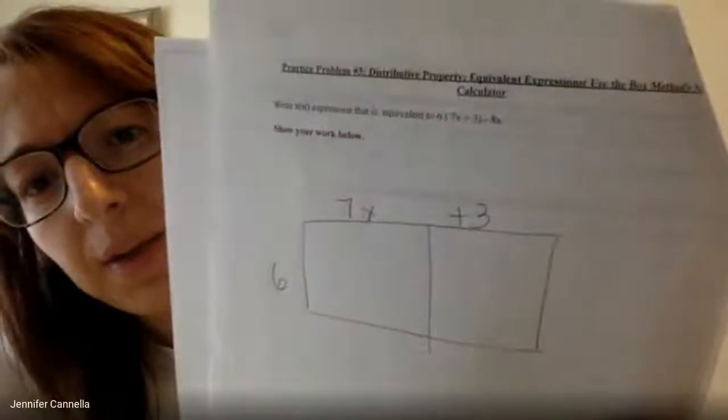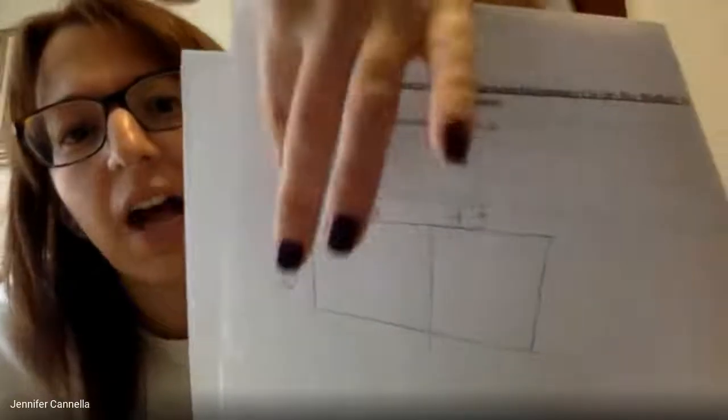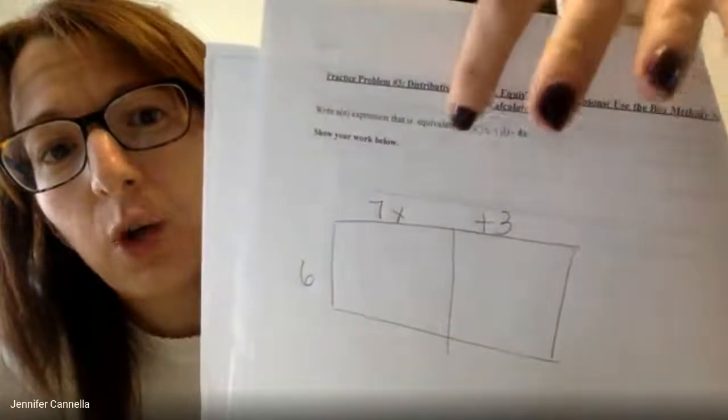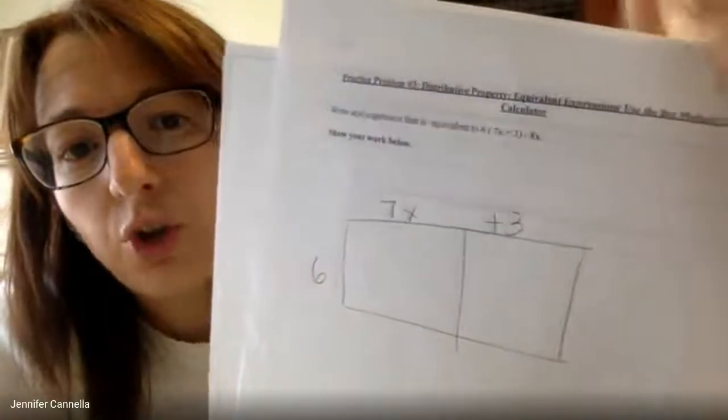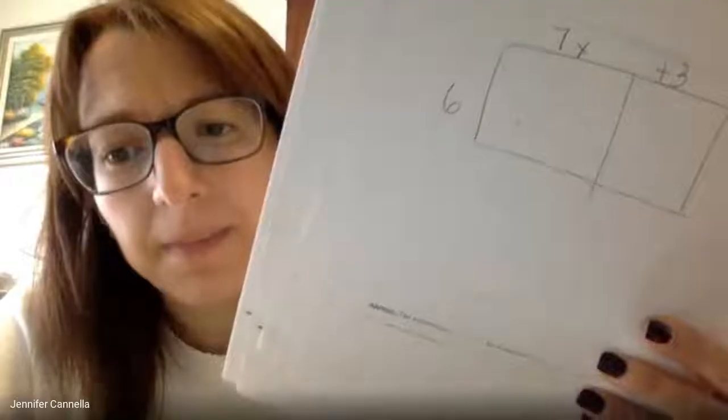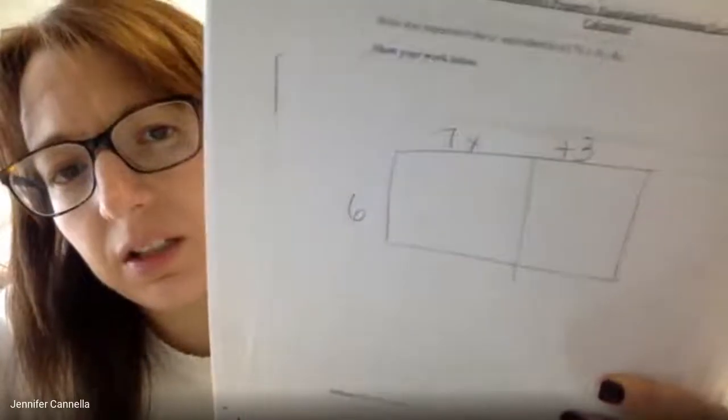This is what the box method looks like. You have 6, which is the outside number, and inside the parentheses, you have 2 terms. You have 7x plus 3. Those numbers go on the top. Then you're going to multiply. You're going to multiply 6 times 7x and 6 times 3.